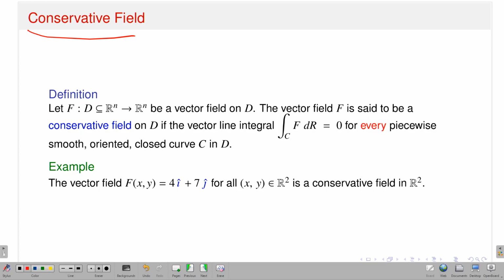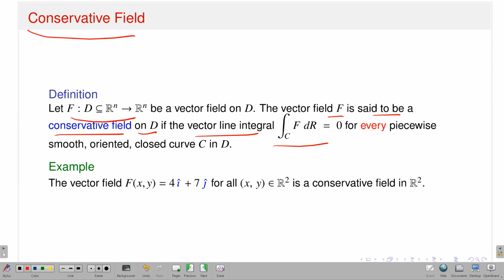What is a conservative field? This is my definition. Let capital F be a vector field with domain D, a subset of Rn, mapping to Rn, which is nice. I will say that the vector field capital F is said to be a conservative field on D if the vector line integral is actually 0, as I said. I will talk about this vector line integral after 2-3 lectures, then you will see the exact definitions and more examples, and it will be more clear.